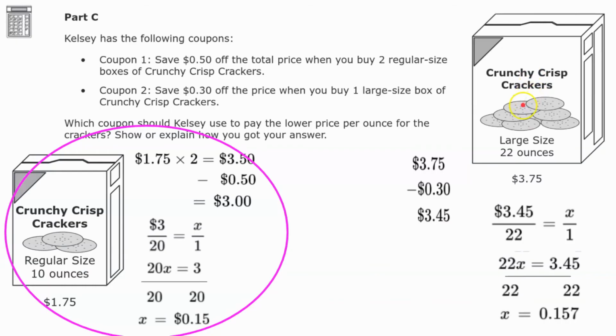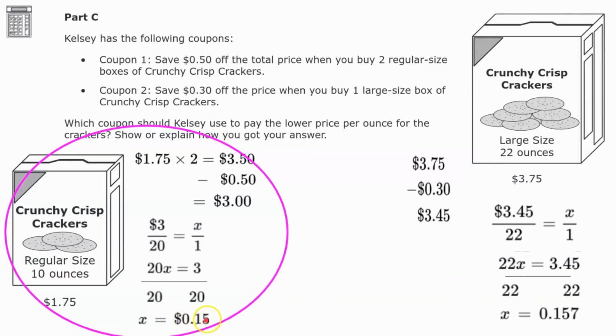Our Crunchy Crisp crackers cost $3.75. Our coupon is for 1 large box. So we are going to buy the 1 box, subtract our 30 cents coupon, and we get $3.45. So we're going to spend $3.45 after our coupon for 22 ounces. And we want to know how much that is per ounce. Cross product, 22 times x equals 345 times 1. Divide both sides by 22, and x is equal to 0.157.